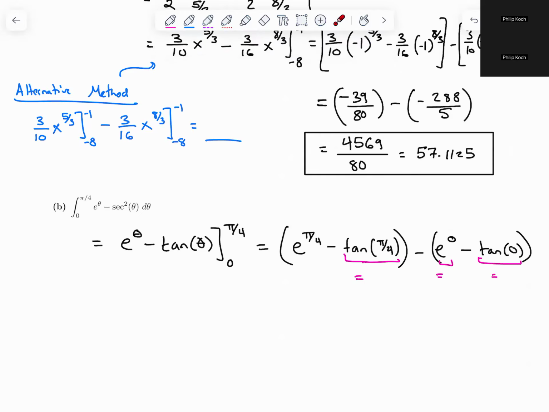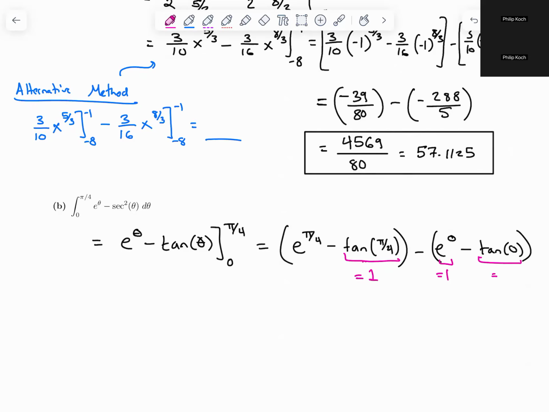Plug in pi over 4, the top bound, minus the lower bound. Tangent of pi over 4 is 1. There we go. And we totally didn't use our calculator to figure that out. Excellent. E to the 0, for all my students, is 1. And tangent of 0 is 0. So at the end of the day, if you want to simplify this, this is e to the pi over 4 minus 2.